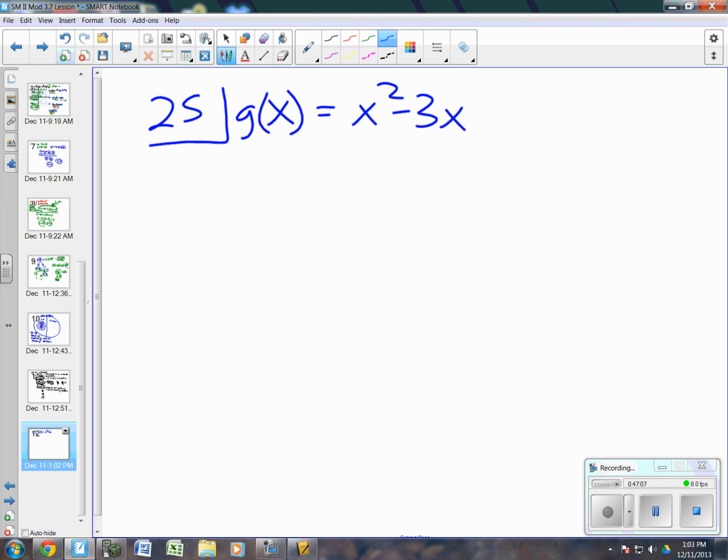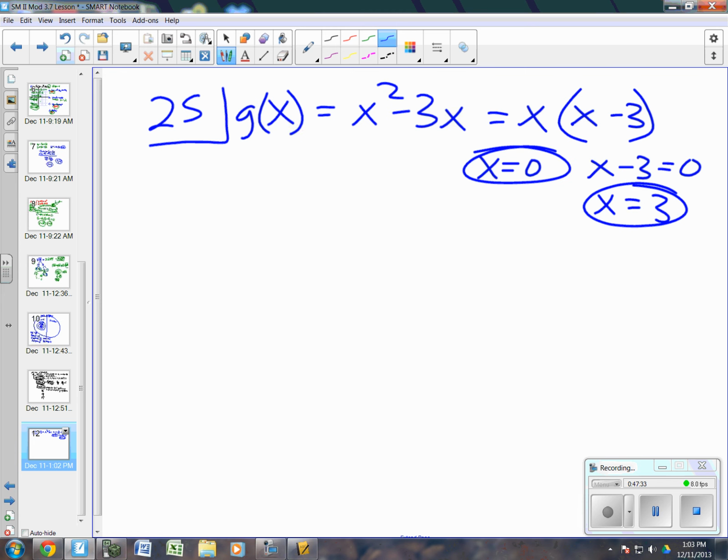So, you guys, anytime you have the x squared, the x, and the constant is 0, you can factor out a greatest common factor of x. If I take an x out of there, I'm left with x. If I take an x out of there, I'm left with 3. It factors to be x times x minus 3. If I set each factor equal to 0 and solve it, that one's already solved. This one I just have to add 3. There's my 2 x-intercepts, done by factoring.